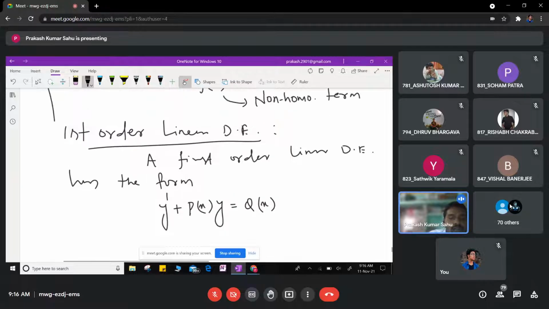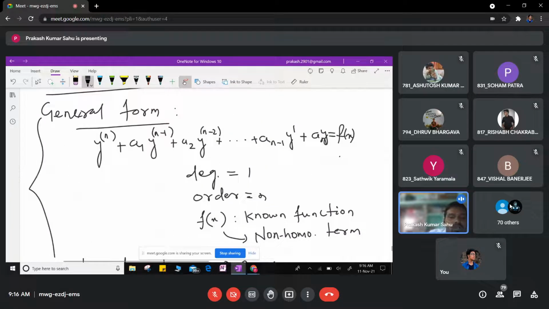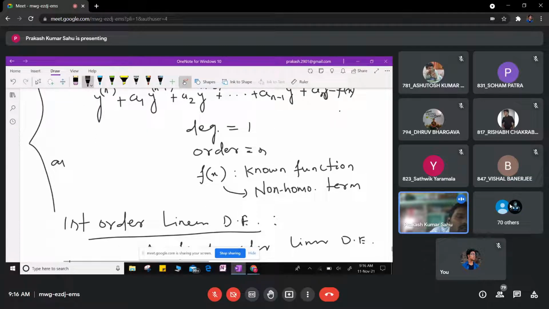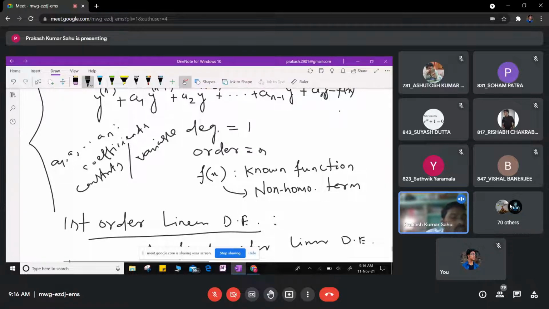Here you see another thing I missed to say. This a1, a2, up to an minus 1 and an, these are the coefficients. These coefficients are either constants or functions of x. Variable means function of x.